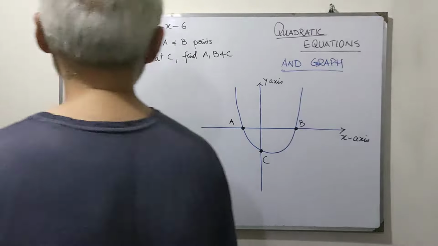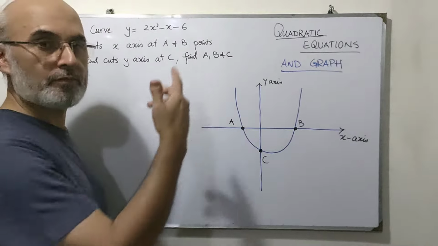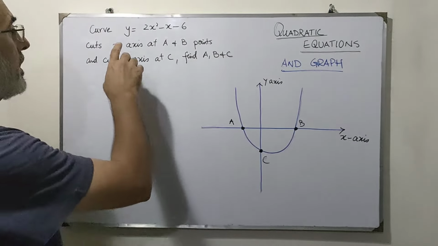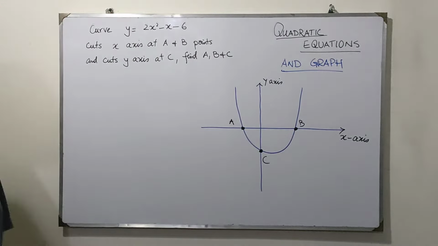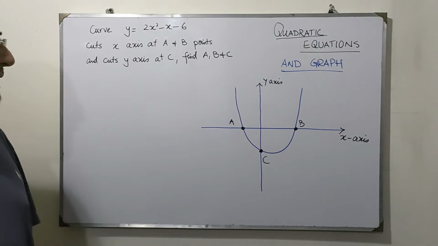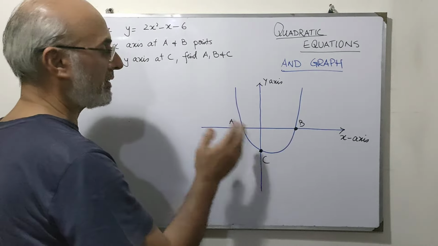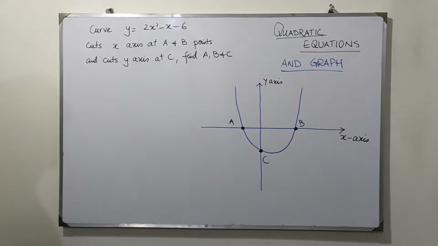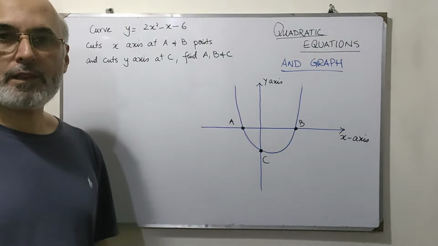Okay, so we have a curve, a parabola, and the equation for the parabola is y is equal to 2x squared minus x minus 6. Okay, and it cuts the x-axis at 2 points, A and B, and it cuts the y-axis at C. So we have to find values for A, B, and C.